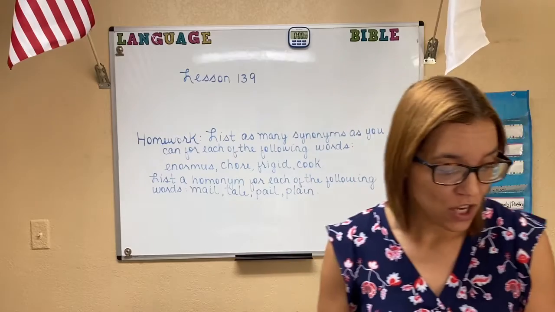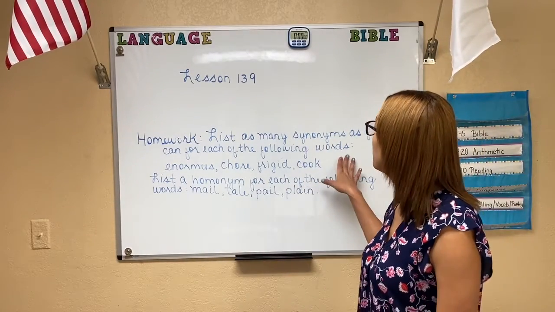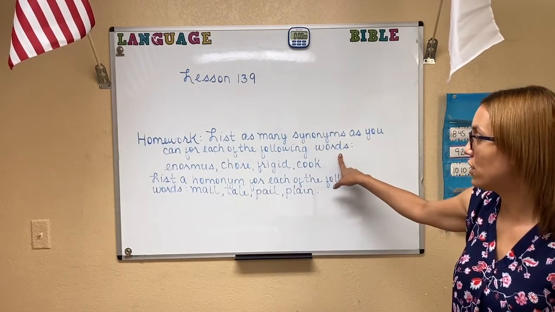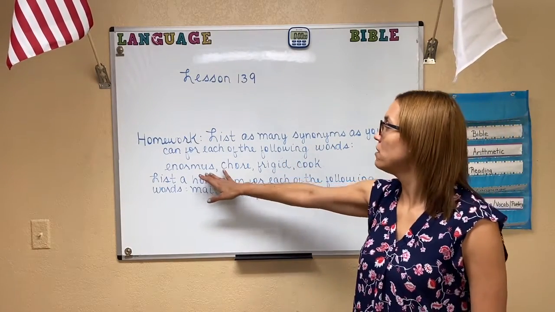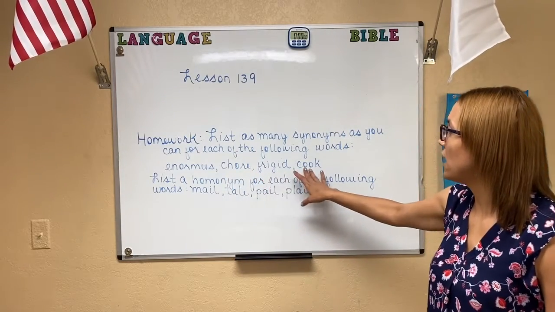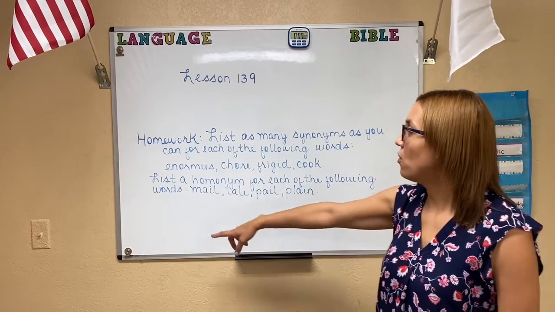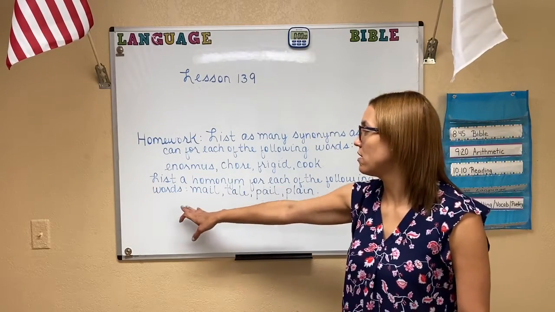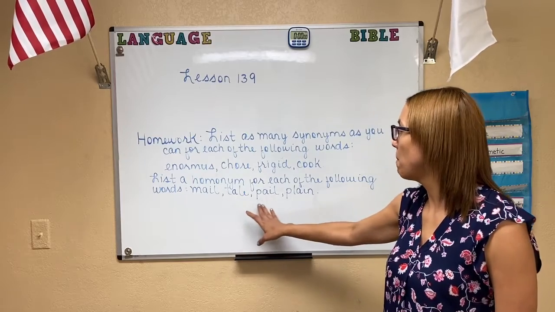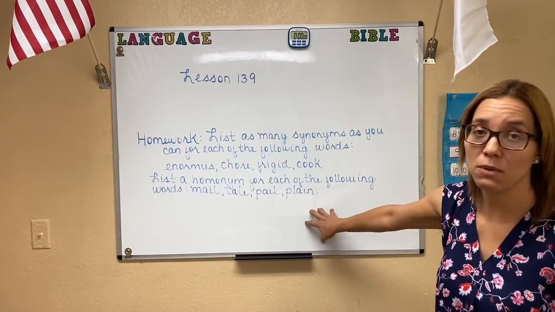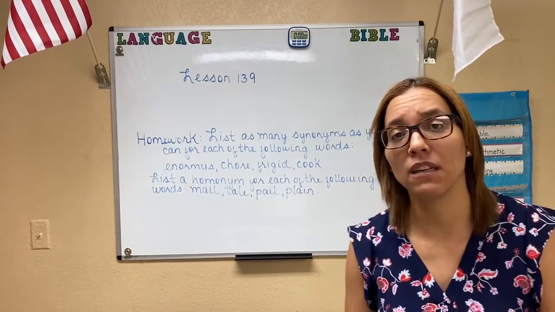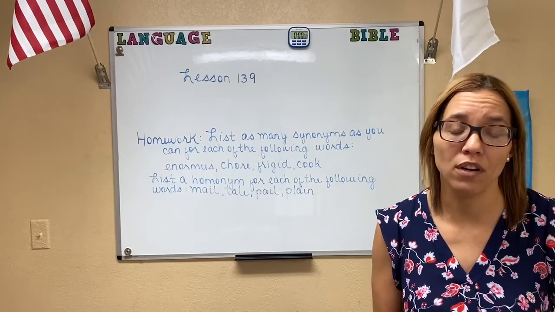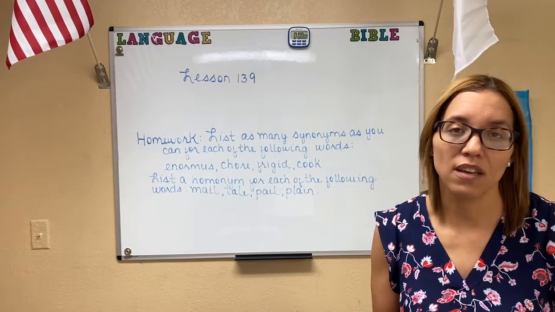For homework, you are going to list as many synonyms as you can for each of the following words: enormous, chore, frigid, and cook. And you are also going to list a homonym for each of the following words: male, tail, pale, and plain. Make sure that you complete that homework. Make sure that you save it and put it in your folder, or in your binder, I should say.